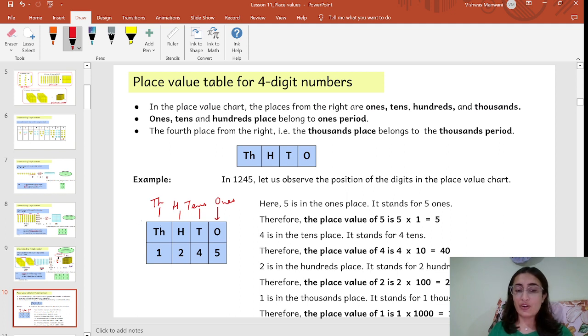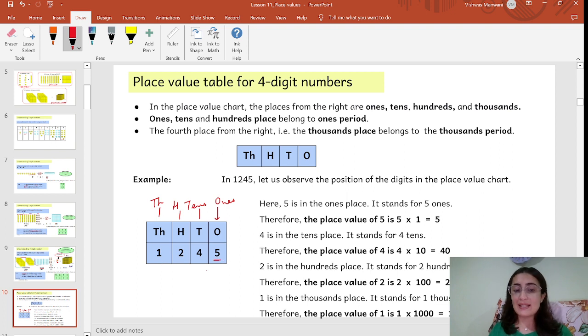We can continue further also. After thousands, we get 10,000s, but we will see that in our future slides. For now, let's see how we can write the place value of the digits. So let's take this number for example. Our number is 1245. Say I have to write the place value of the digit 5.